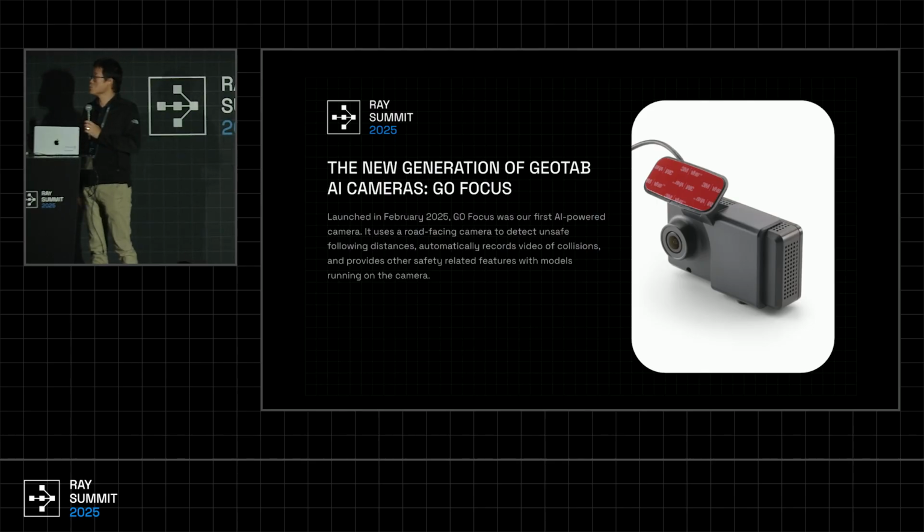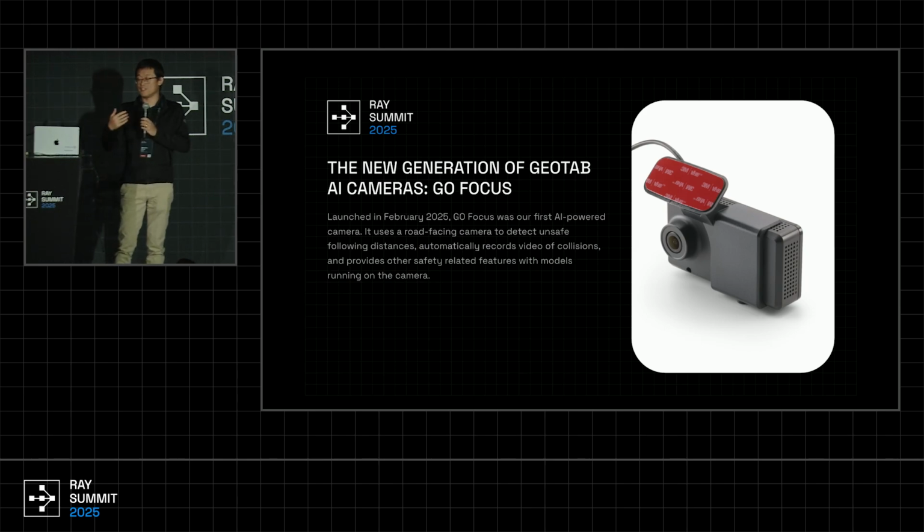That's why we introduced the first generation of Geotab AI camera, called Go Focus, in February this year. Go Focus has a machine learning model installed in the camera itself, able to do some edge device calculation, and is also able to record video and upload it to our cloud service, where we do cloud model inference as well, to help build better safety features and other maintenance features for the driver.